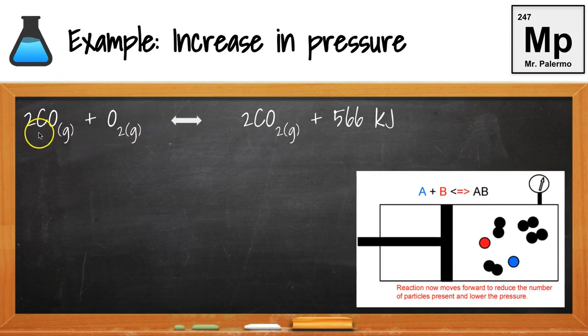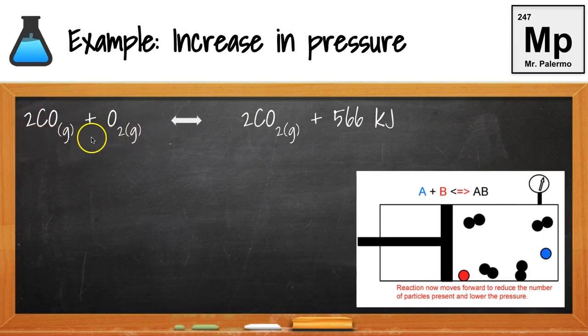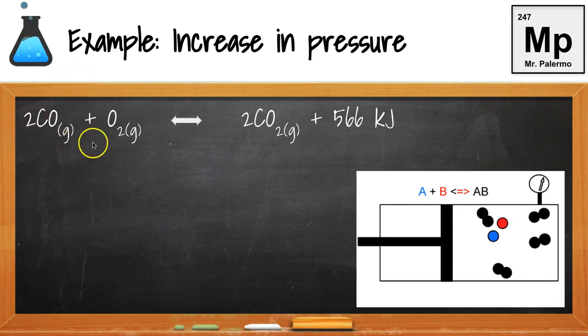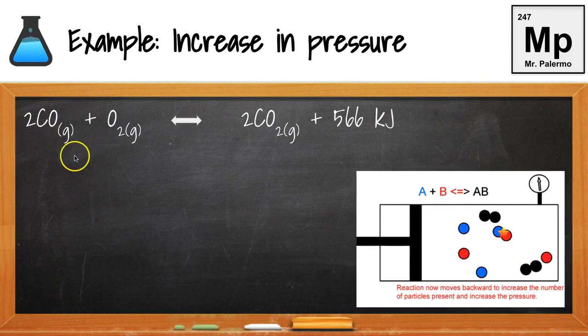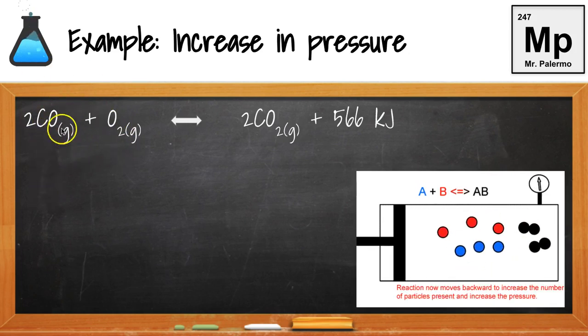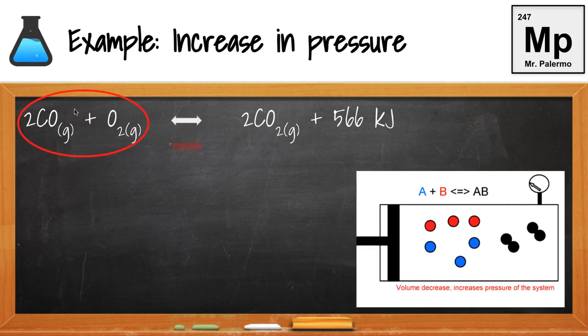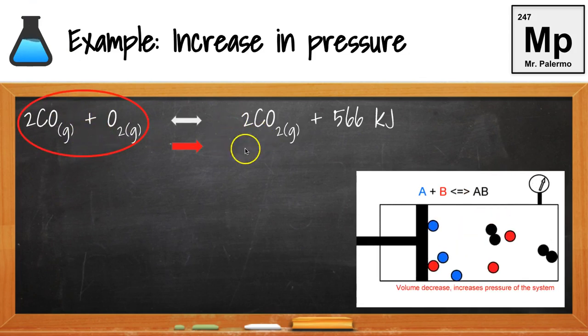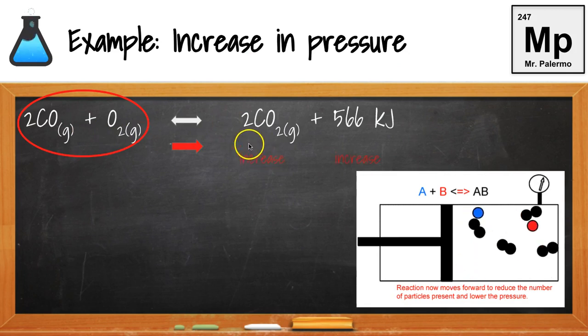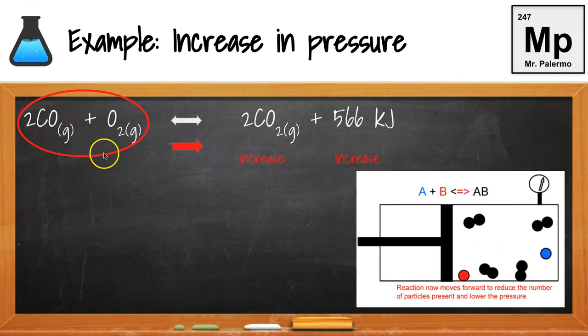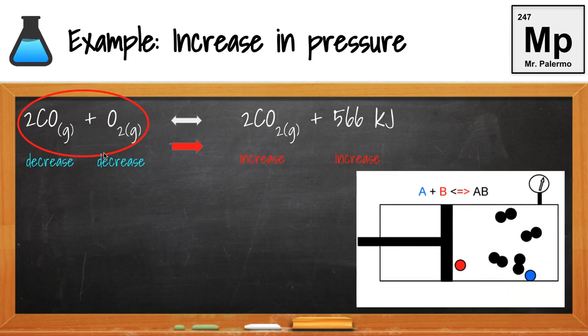So just like when we talked about changing the temperature, we're going to say that this side now is the side that's affected. By increasing pressure, we're going to get a shift away from this higher side. So adding pressure, we get a shift away, to the right, and we're going to make more of our products. And so all of our products increase, and our reactants are going to decrease.